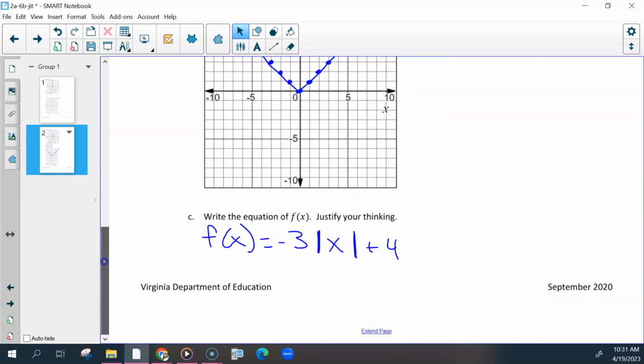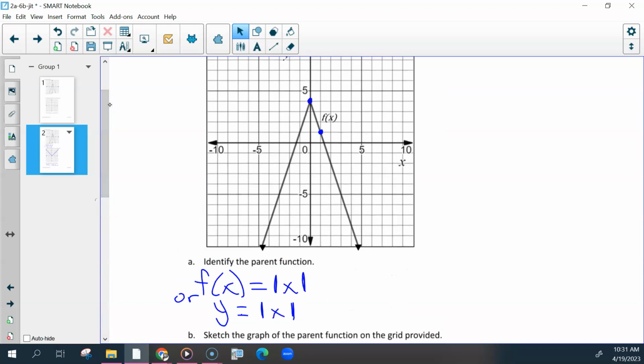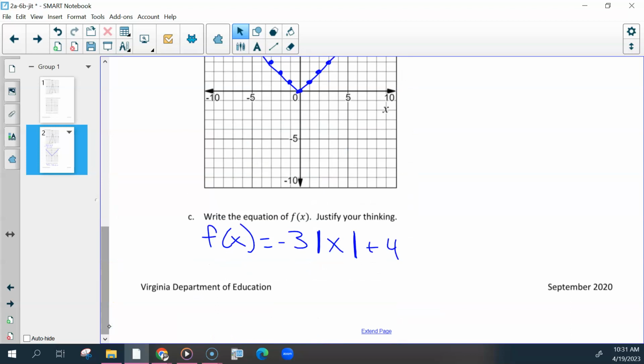Part C is asking what is the equation that was given originally. So you have to know it's absolute value. If you're looking at the vertex, it's now at 0, 4 instead of 0, 0. So it moved up 4, did not move horizontally at all.